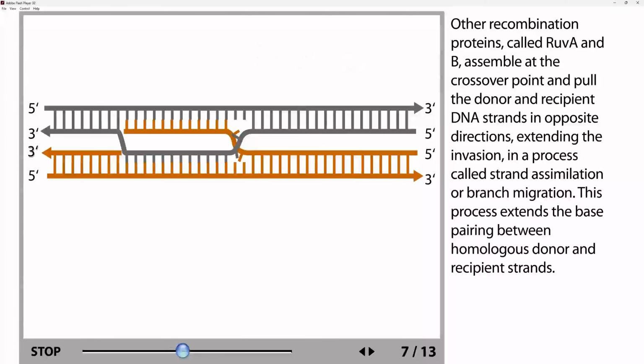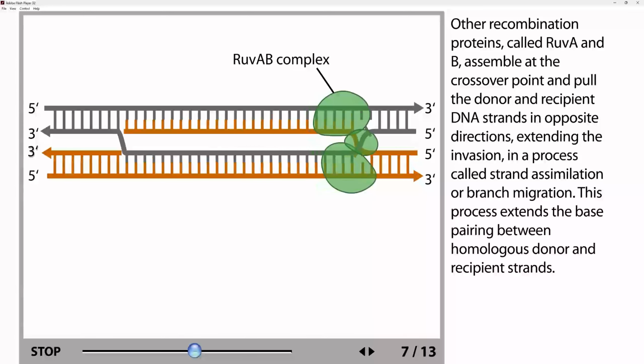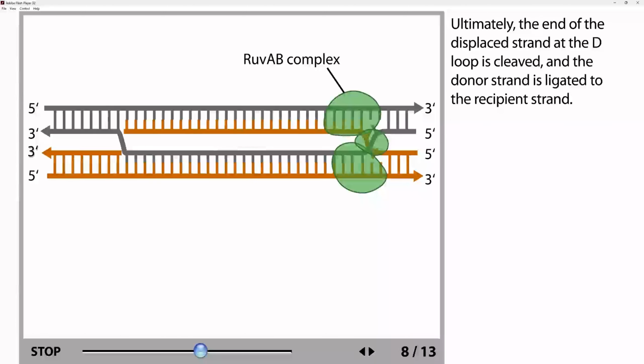Other recombination proteins called RuvA and B assemble at the crossover point and pull the donor and recipient DNA strands in opposite directions, extending the invasion in a process called strand assimilation or branch migration. This process extends the base pairing between homologous donor and recipient strands. Ultimately, the end of the displaced strand at the D-loop is cleaved, and the donor strand is ligated to the recipient strand.